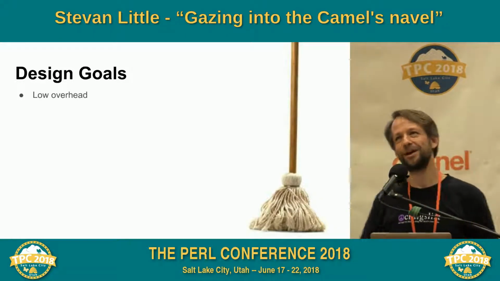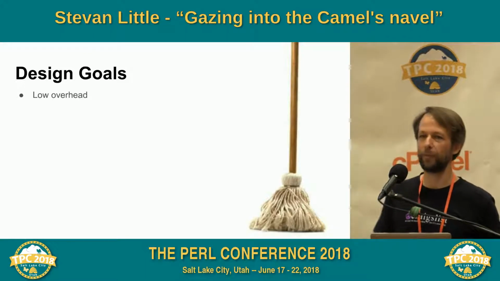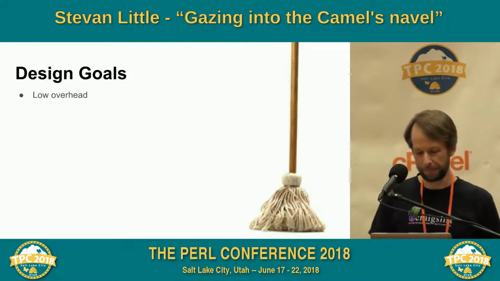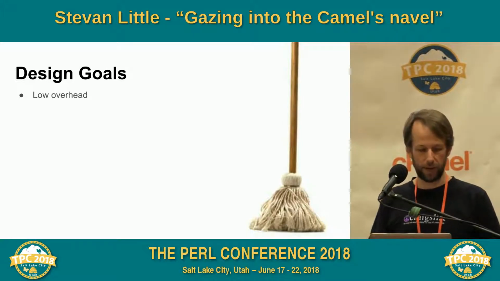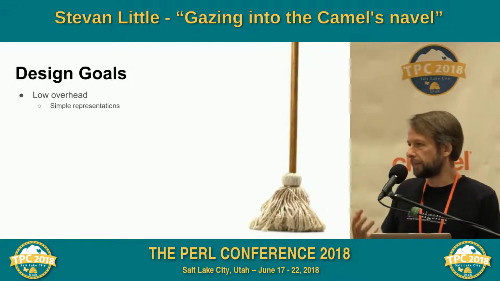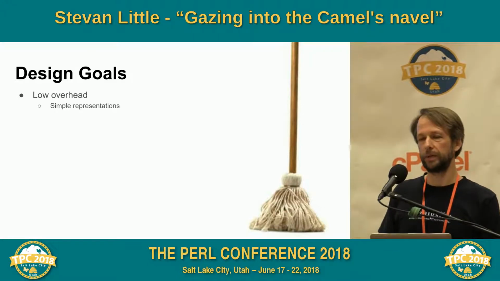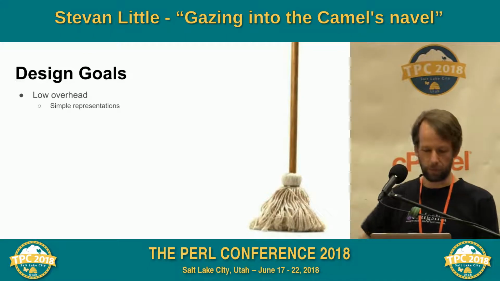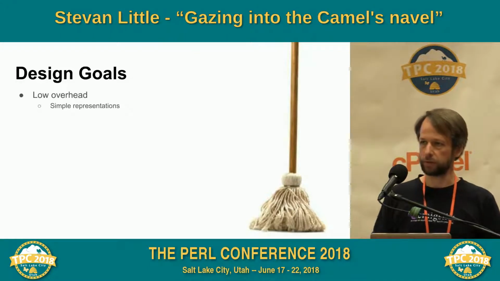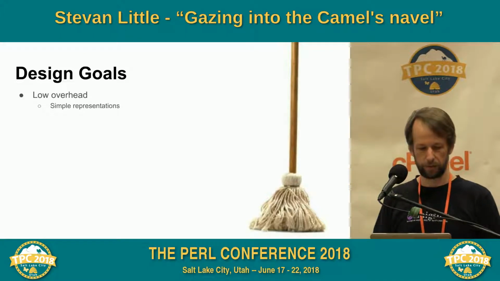Moose did not really try to have a low overhead at all, and Class::MOP, which powered it, also didn't do the same. So this was something I thought, well, that's a challenge. I'd like to figure that one out. Also, Class::MOP had complex representations of things. It built a whole layer on top of Perl. I wanted something closer to Perl, with simpler representations.